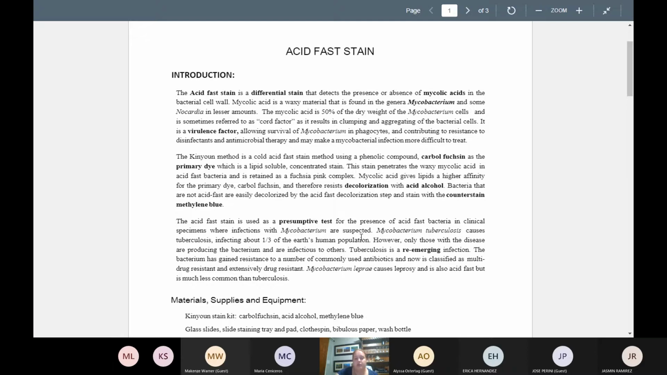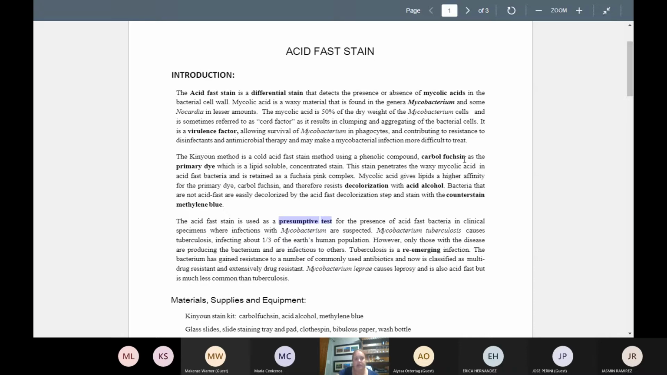If it comes out positive, which would be pink, you might suspect that a patient who has acid-fast positive bacteria in their lungs has TB, but you wouldn't know it unless you did further testing. So that's what they're referring to down here, presumptive testing.